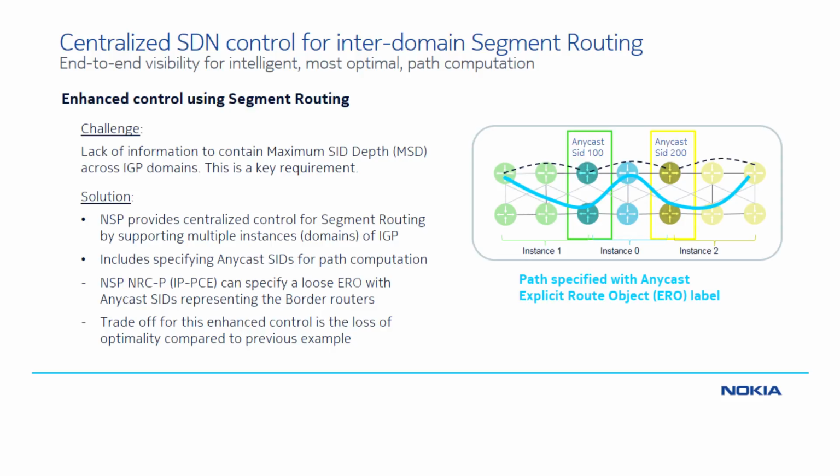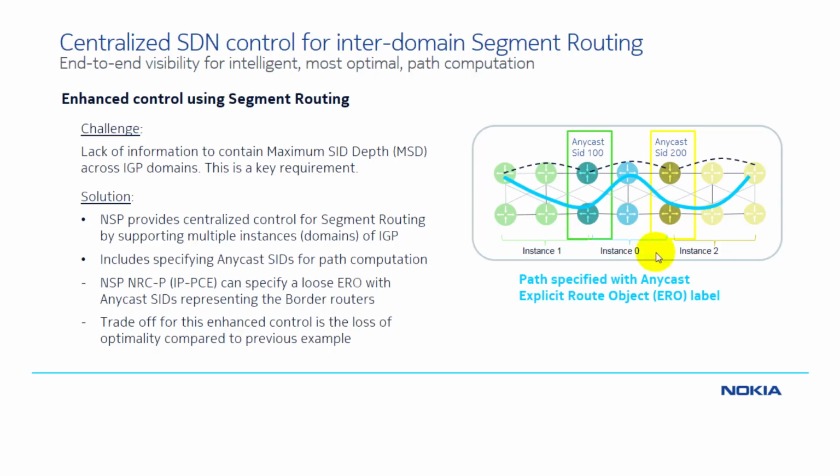So the solution is really to provide centralized control, and also if you have the ability to specify anycast as segment routed labels for your border points, as shown in this diagram here. So in this diagram, we've got a 3-domain network. You've got anycast representation on the border points between instance 1 and instance 0, which are really 2 routed domains. And you've got anycast representation between instance 1 and instance 2.